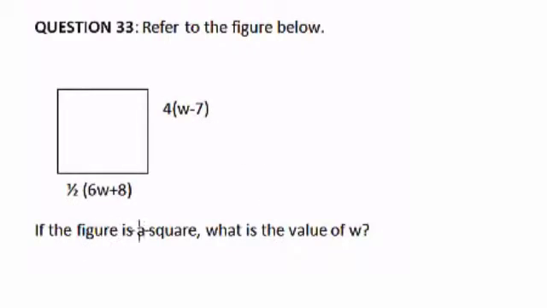So if we assume this is a square, what do we know about it? Well, we know that all of the sides are equal length. Now, when I first looked at this problem, I thought, oh, they're asking for the area, but they're actually just looking for the value of W. So given these two side lengths that look very different, assuming this is a square, what else can we assume? Well, I have to assume that this side length is equal to this side length. Therefore, this must be equal to this. 4 times W minus 7 must be equal to 1/2 times 6W plus 8.